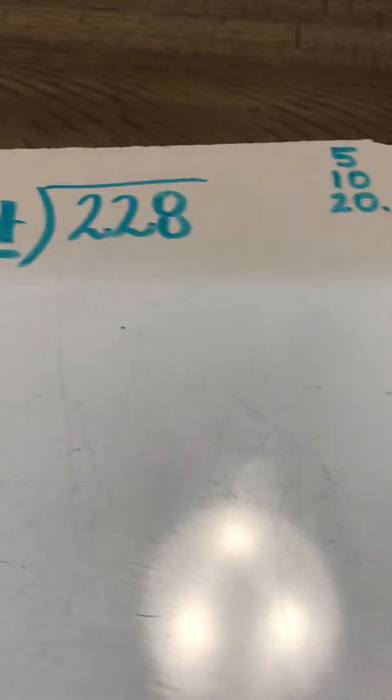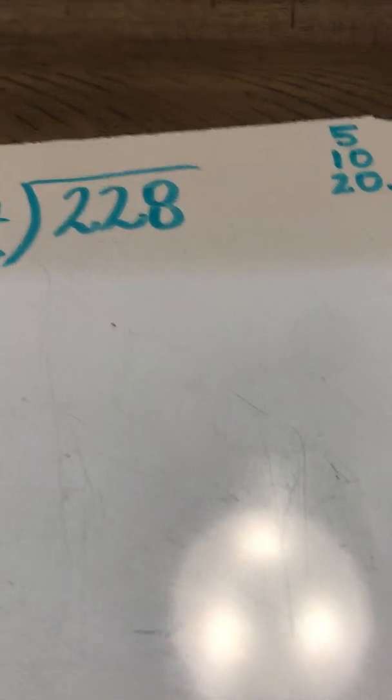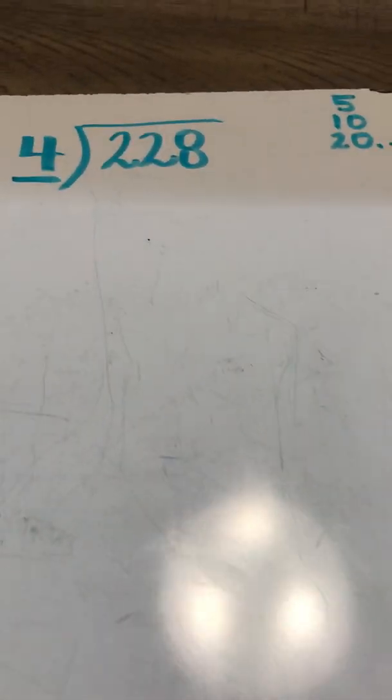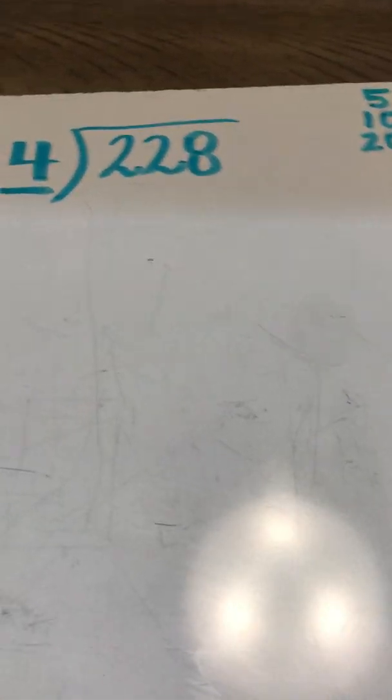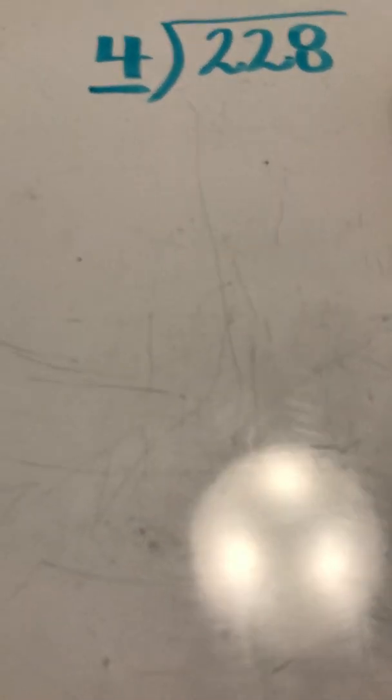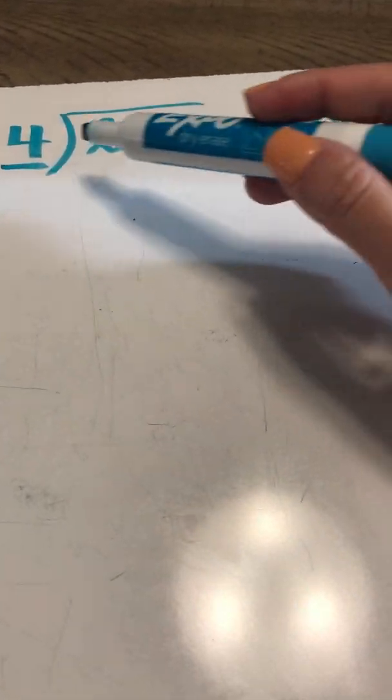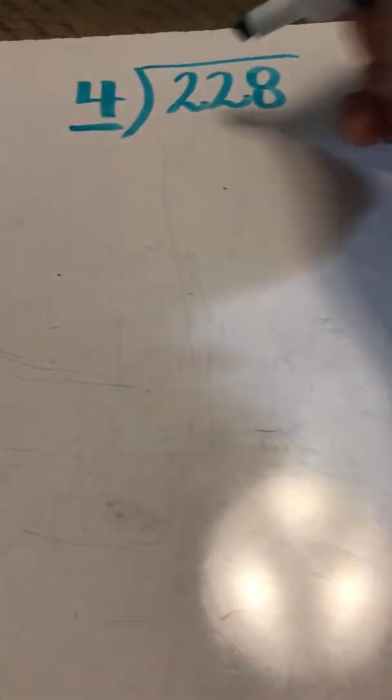Could be 5, could be 10, could be 20. Usually if it ends in a 5 or a 0, it's a lot easier to work with. In this case, I'm just going to pick 10. So I'm going to write times 10 off to the side. And I know that 4 times 10 is 40. So what I'm going to do is subtract this from my dividend.